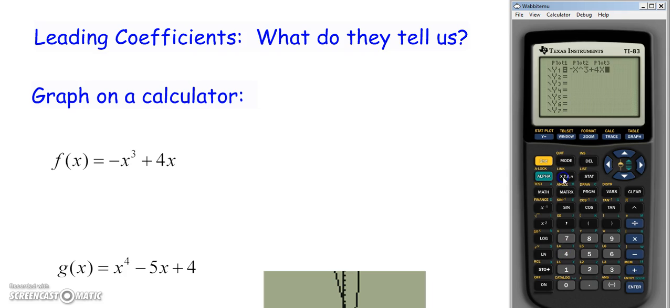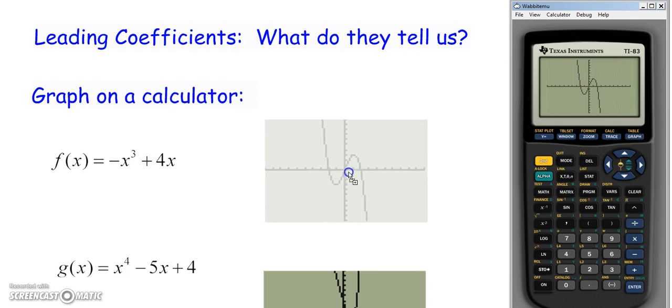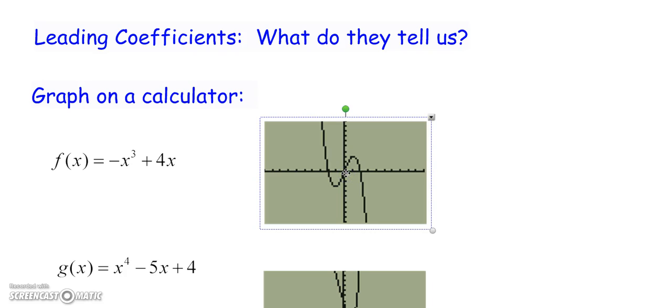X is this button here. It's got an X, T, theta, and n on it. It's your variable key. And then you're going to want to graph it. A good graph usually is a zoom standard, which will get you a standard 10 by 10 window. It's the one used most often. I'm going to drag and drop this into our file here. So essentially, that is our graph of the opposite of x to the third plus 4x.